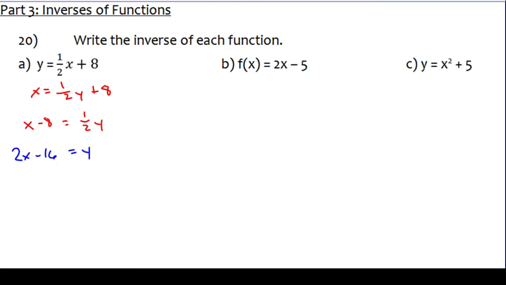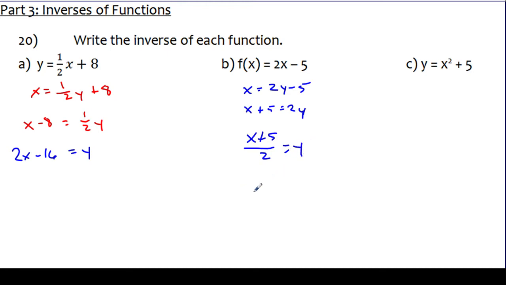Okay, letter B is the same thing. I just want to remind you that f of x and y mean the same thing. So when I do the switch, I can replace this f of x with a y. So this is going to look like x equals 2y minus 5. I'm going to add the 5 over to the x. Okay, and that equals 2y. And then I'm going to divide both sides by 2, and it's going to look like x plus 5 over 2 is equal to y.